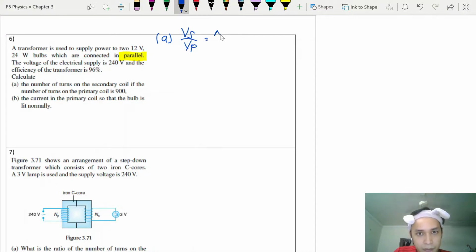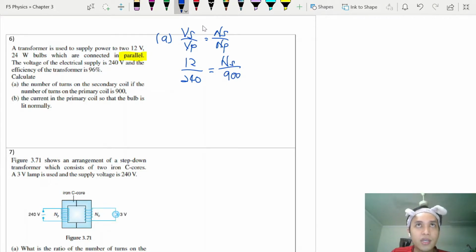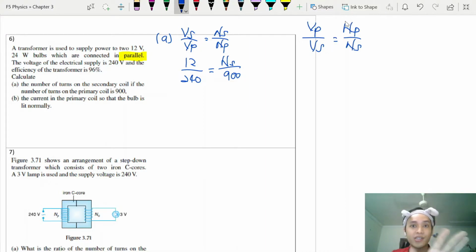So we use the formula. Your secondary output voltage is 12 volts. It's not 24 because this is parallel. Input is 240. Primary is 900 turns. Now, if you notice, just now in the upper one I used Vp over Vs. Now I'm using Vs over Vp. It doesn't matter where you put on top or bottom, as long as you put it correctly. Meaning I can also put it like this, but the other side must also be the same. So the arrangement up or down doesn't matter as long as it's correct. If you put Vp here and Ns here, that is definitely wrong.